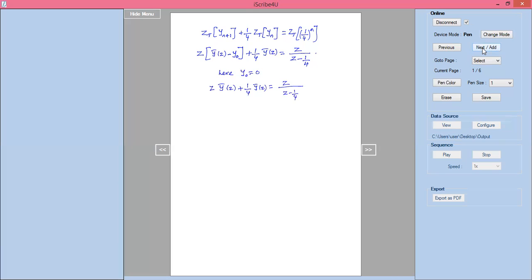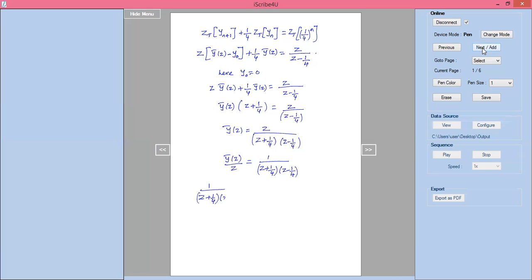Now, if I take y bar of z outside, we get z plus 1/4 equal to z divided by z minus 1/4. Sending this to the other side, y bar of z equal to z divided by (z plus 1/4) into (z minus 1/4). So y bar of z divided by z equals 1 divided by (z plus 1/4) into (z minus 1/4), equal to a divided by z plus 1/4 plus b divided by z minus 1/4.